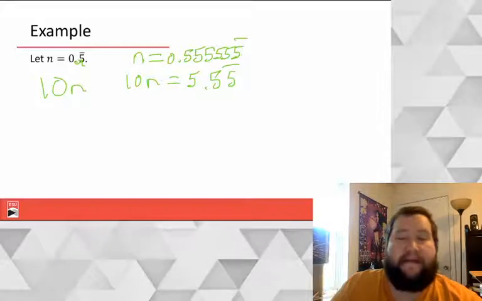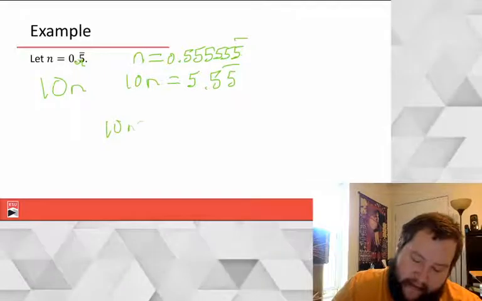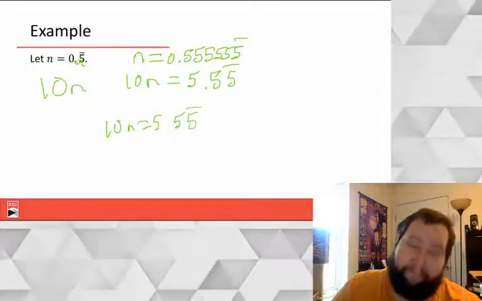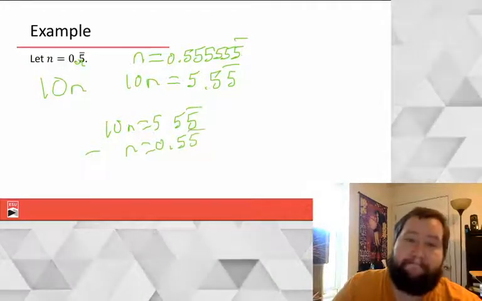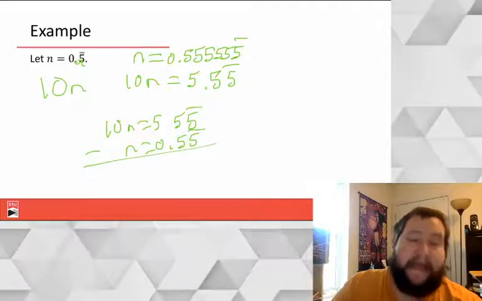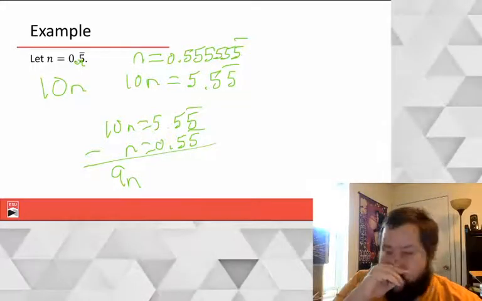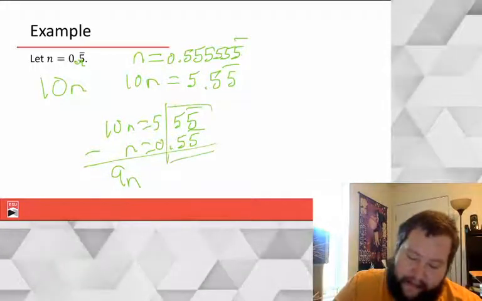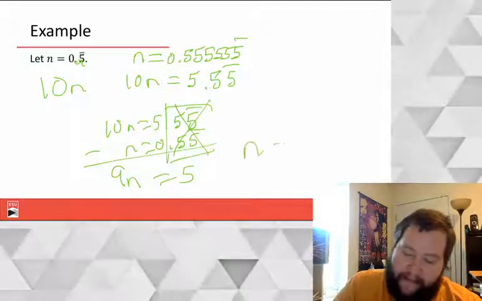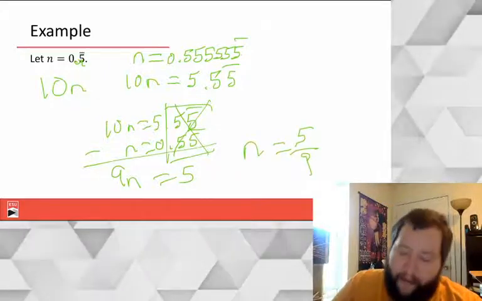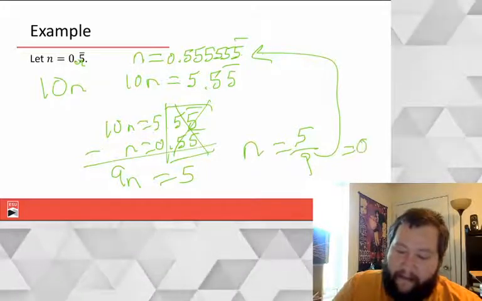So here we have 10n, and we have n. So let's subtract. 10n is 5.5 repeated, minus n, which is 0.5 repeated. So 10n minus 1n is just 9n. And 5.5 repeated minus 0.5 repeated means that all of the repeating part goes away, and we're left with 5. And that means my n is 5/9. But remember, n was 0.5 repeated. So 5/9 is 0.5 repeated.